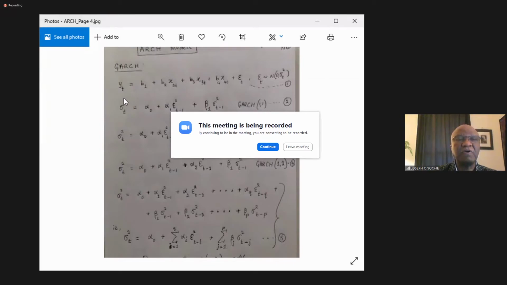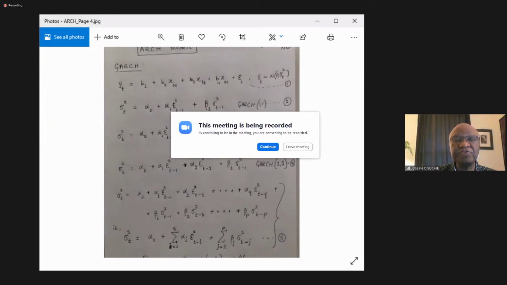So here the equation is that the current value of the variance of the error term is related to the square of the error term itself lagged 1 period and the lagged value of the variance of the error term. So this is a GARCH 1-1.